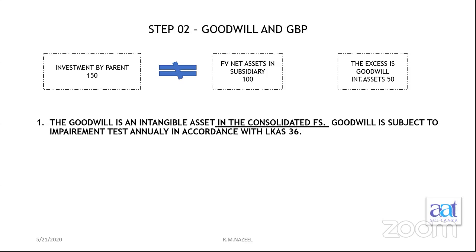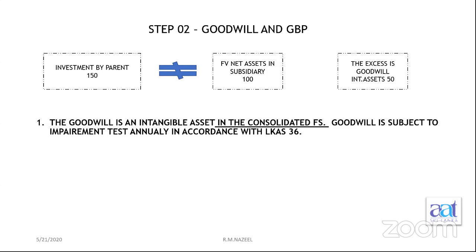It is in the consolidated account. So goodwill is subject to impairment test annually in accordance with LKAS 36. Later we will discuss how we allocate the impairment. In the consolidated accounts, you will not be asked to analyze the impairment in detail, even though it's in the syllabus, it might be tested separately. So you will be given an amount of impairment and you need to know how to account for it.